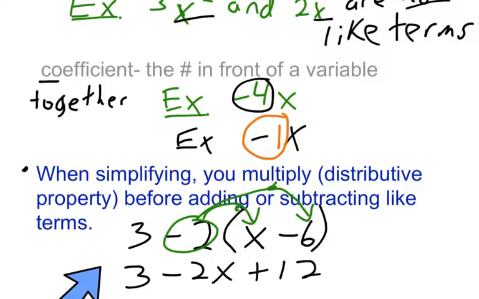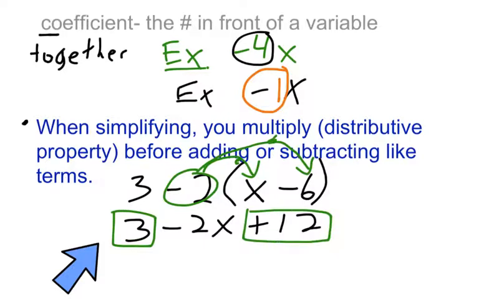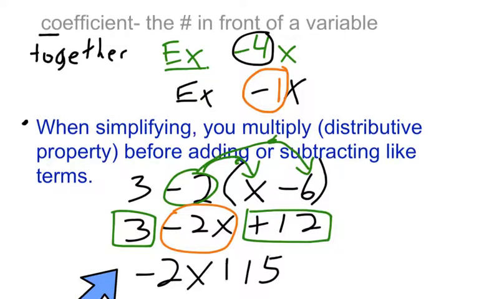So see, we multiplied first, and now we're going to add and subtract to combine. So my like terms, I'm going to box and circle, so I have 3 and positive 12, and then I'm going to circle a negative 2x. I'll do that in a different color so you can see. So my like terms are 3 and plus 12, and I'm just going to bring down the negative 2x. So it's negative 2x, and 3 plus 12 is positive 15, so I put a plus in front of it, and that would be my answer.